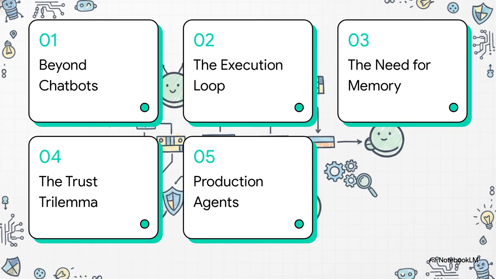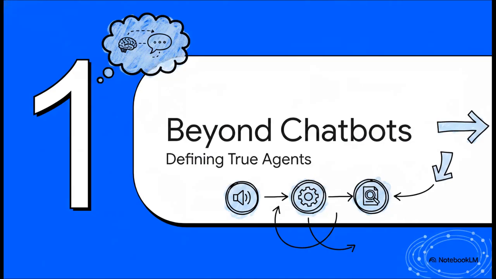We'll start with what actually defines an agent in Section 1, then move into how they loop and build memories in Sections 2 and 3. After that, we'll hit the massive security obstacles in Section 4, and finally wrap up with how modern enterprise infrastructure is fixing things in Section 5. Let's get into it. All right, Section 1, Beyond Simple Chatbots.